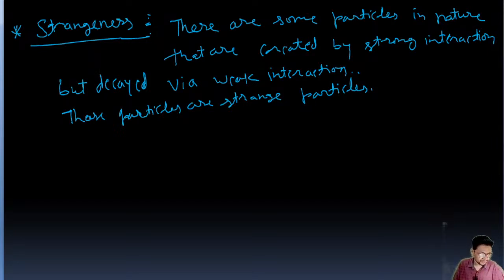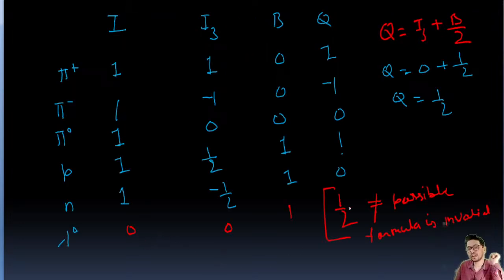Now, we have to modify this Gell-Mann-Nishijima formula, guys, because there are strange particles as well, right? So why haven't we got the correct answer? The charge of lambda zero should be zero here, but by this formula we have got just 1/2 charge, right? Because this particle is a strange particle. It is created by strong interaction, but it decays via weak interaction, right? So because they are strange particles, they are not giving the correct answer. That's why the different charge.